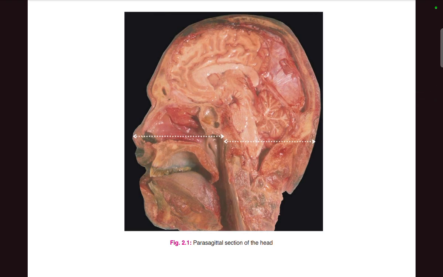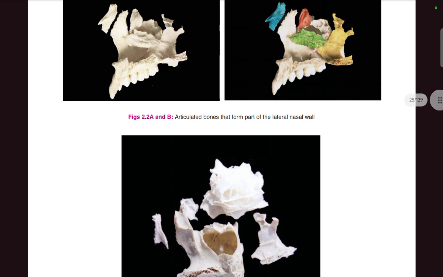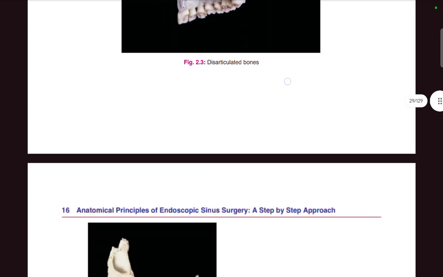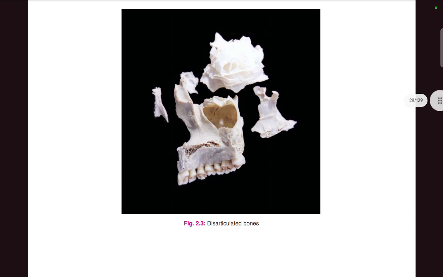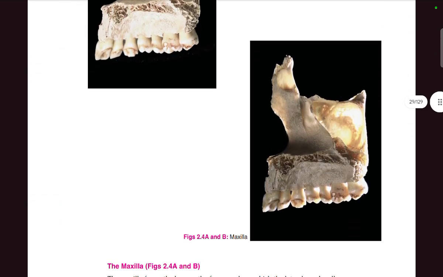Parasagittal section of the head. Articulated bones that form the part of the lateral nasal wall. Disarticulated bones. Maxilla.